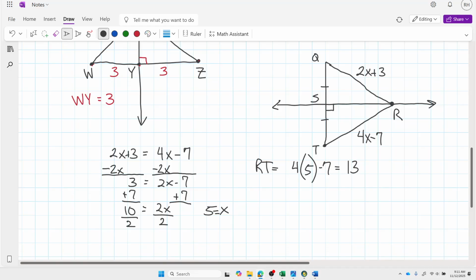All right, so any questions on perpendicular bisectors? They cut a segment in half, and any point on the perpendicular bisector is equal distance to the ends of the segment.